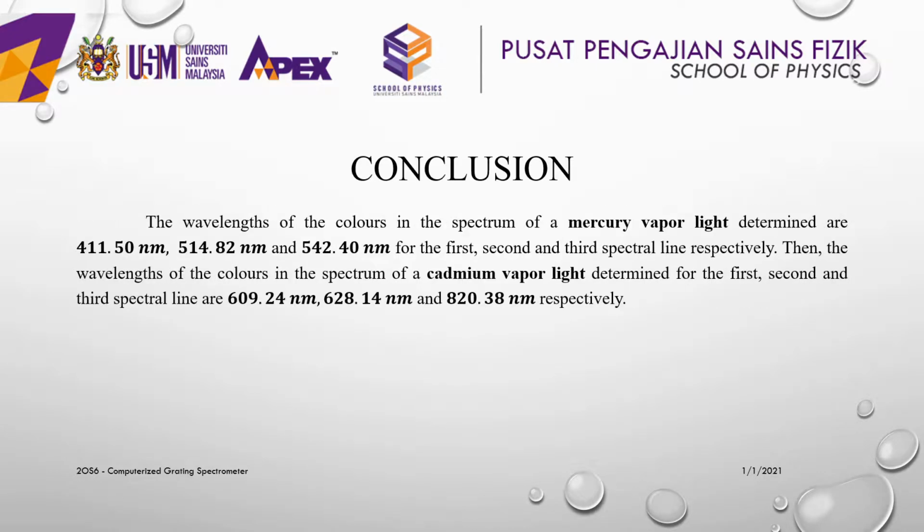For the conclusion, the wavelengths of the colors in the spectrum of a mercury vapor light determined are 411.5 nanometer, 514.82 nanometer, and 542.4 nanometer for the first, second, and third spectral line respectively. Then for cadmium vapor light, the wavelengths of the colors determined are 609.24 nanometer, 628.14 nanometer, and 820.38 nanometer respectively.